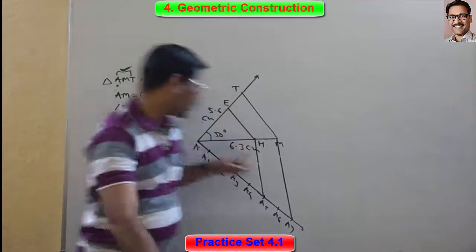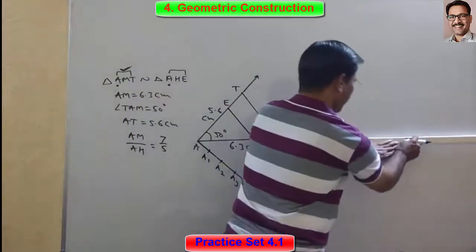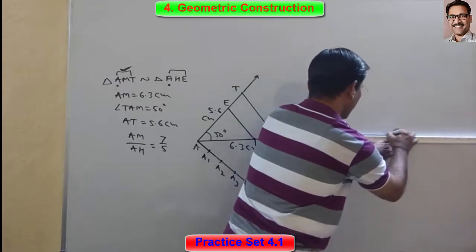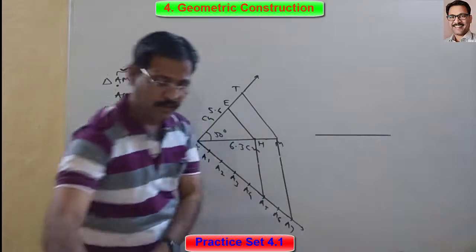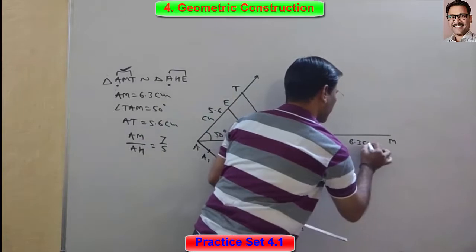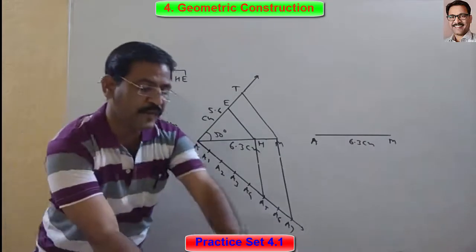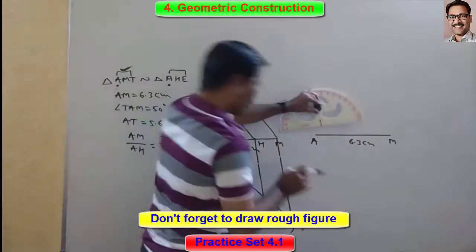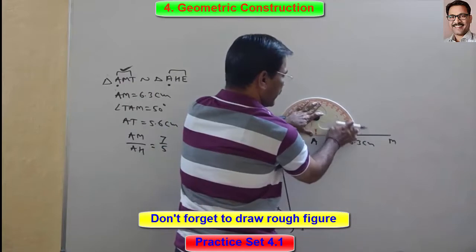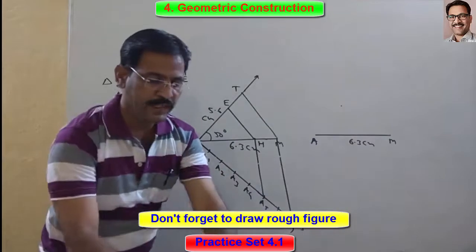Okay, so what is the first step? We'll draw AM of length 6.3 centimeters here. See here, 6.3 here. This is AM, 6.3 centimeter. After that, I take the protractor, 50 degrees, to draw this ray. Look here, 50 degrees in the protractor: 0, 10, 20, 30, 40, and here it is 50 degrees. Afterwards, I just join here.